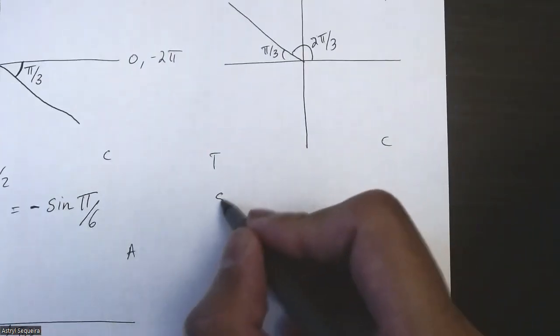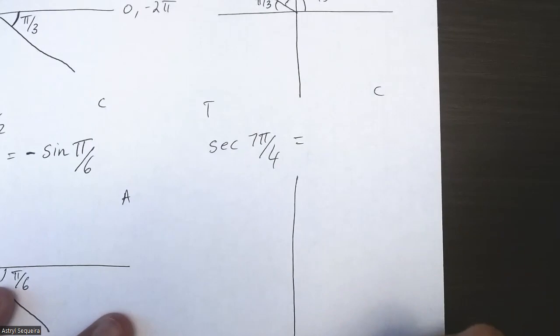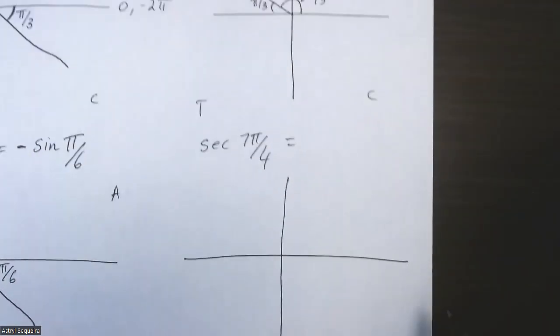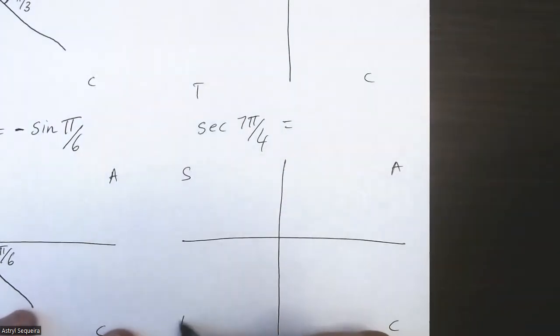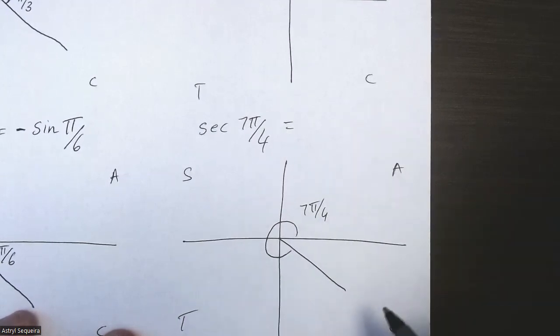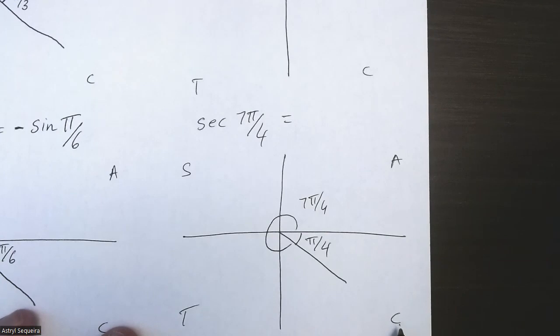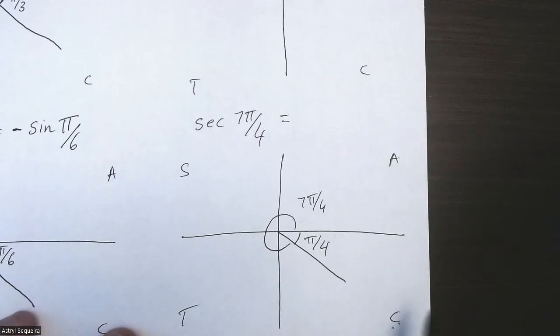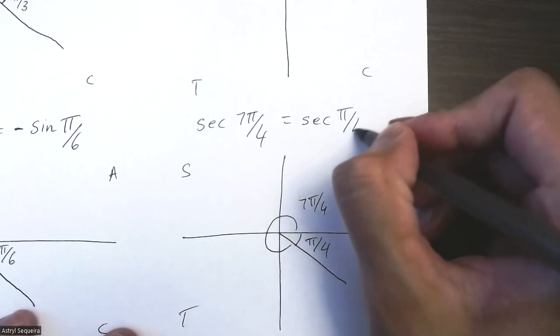And last example here is sec of 7 pi over 4. So 7 pi over 4 is in my final quadrant over here, the fourth quadrant. That means my acute angle is 2 pi minus 7 pi over 4, which is pi over 4. And I know that cos is positive in this quadrant, which means sec is also going to be positive in this quadrant. So my final answer here is positive sec of pi over 4.